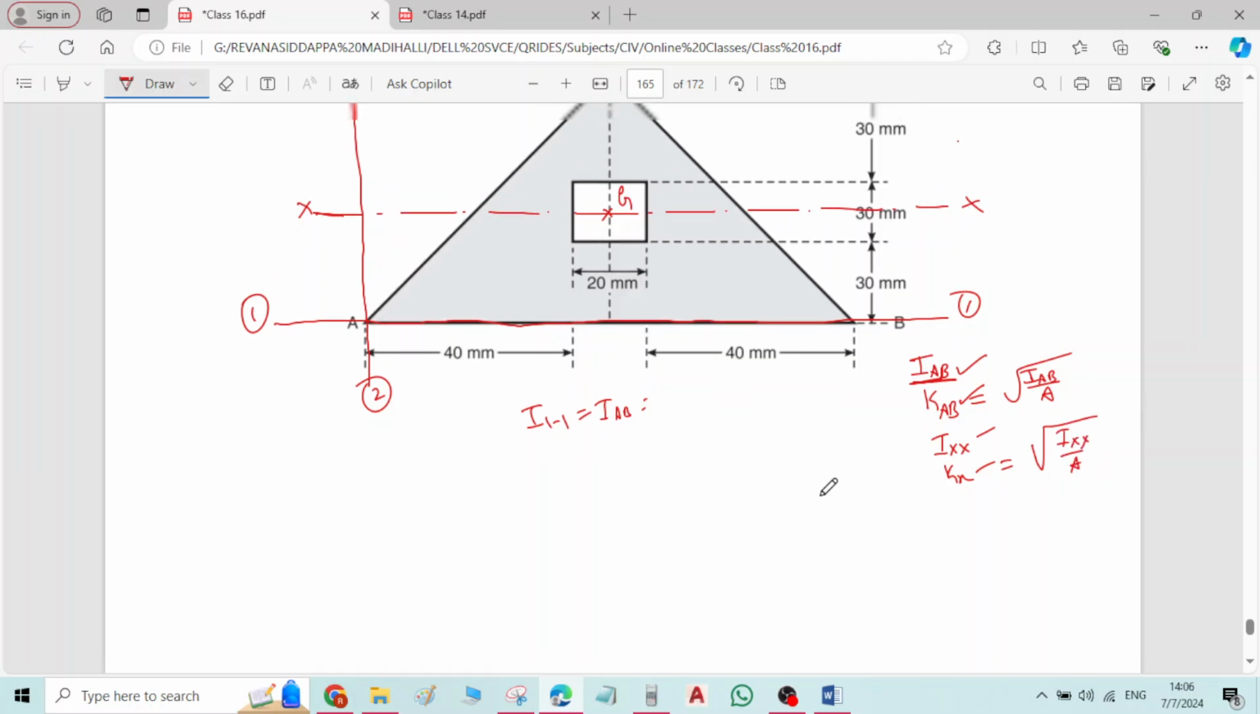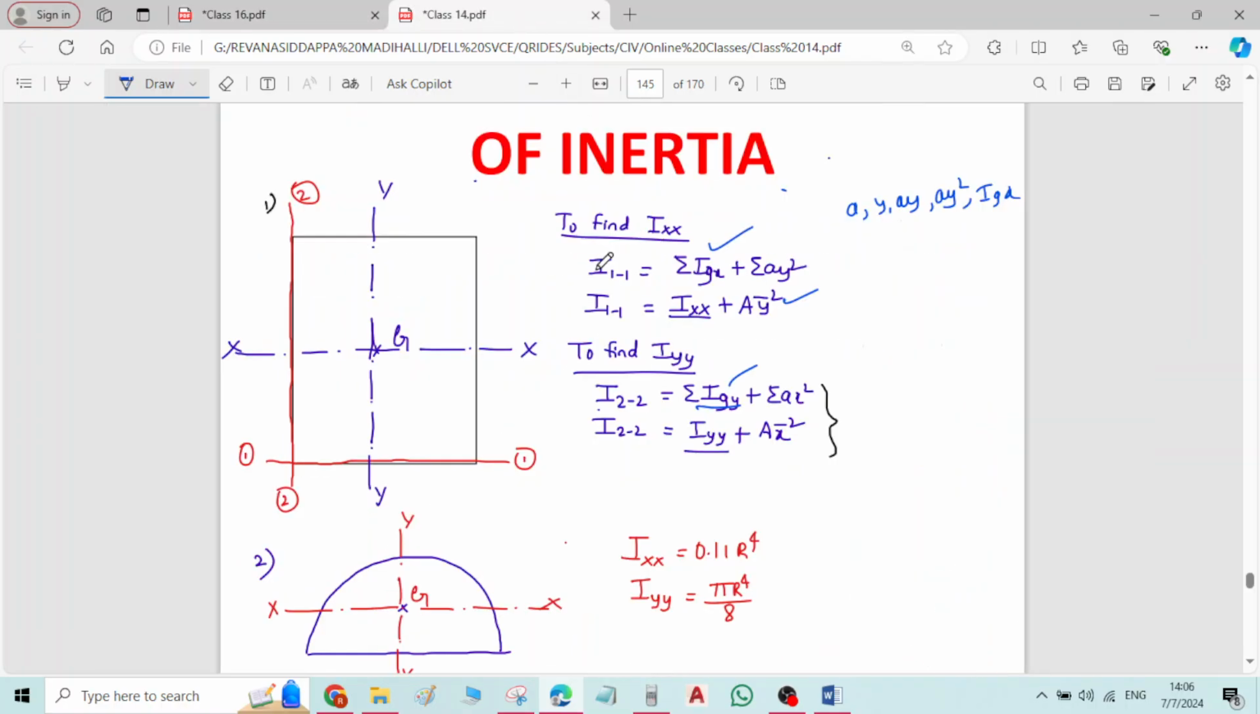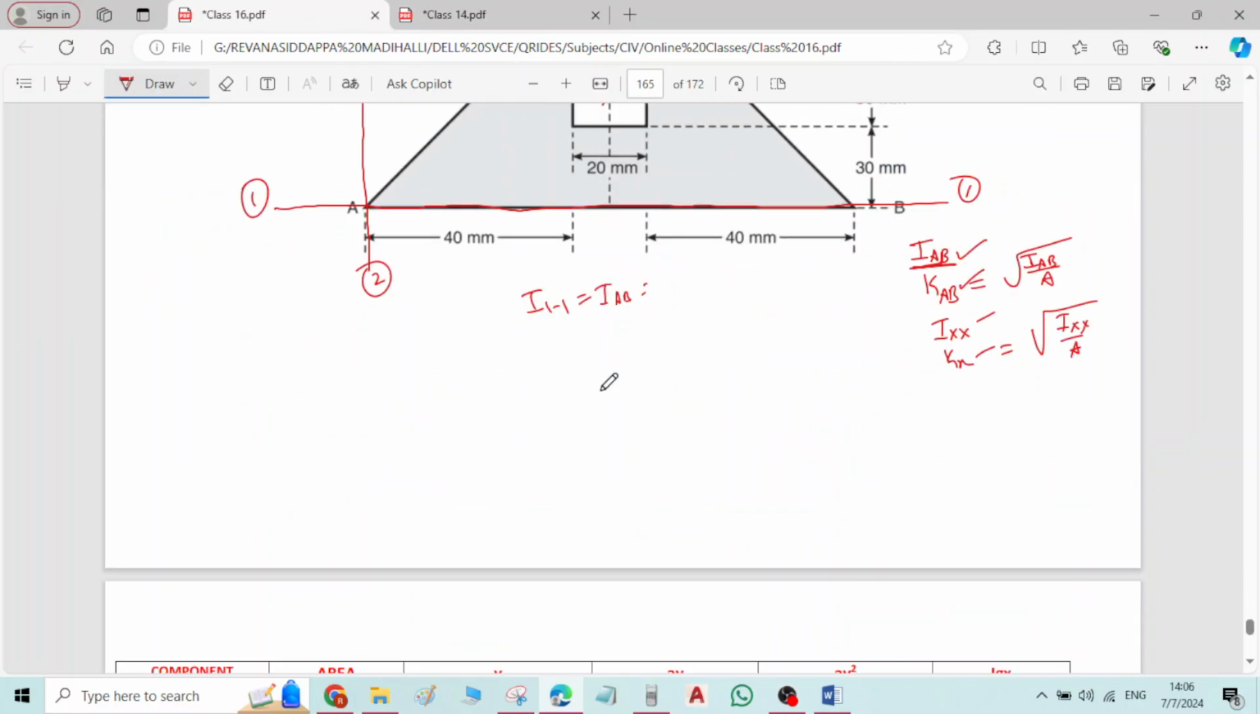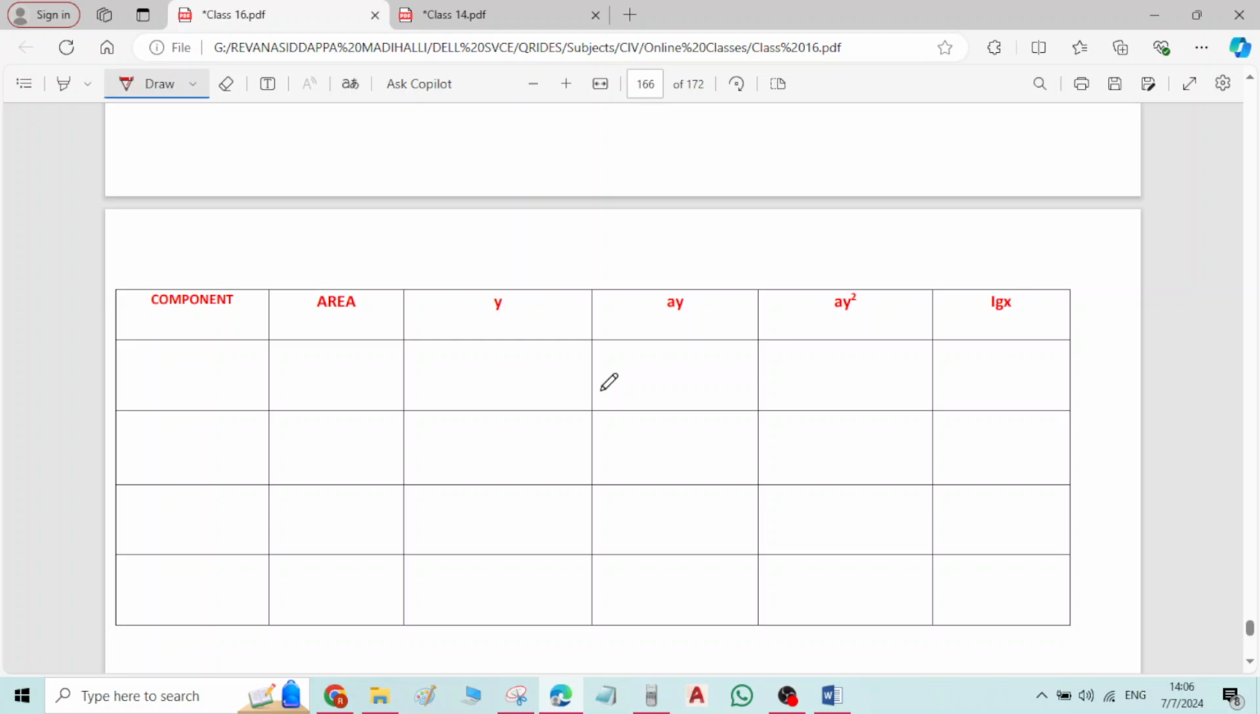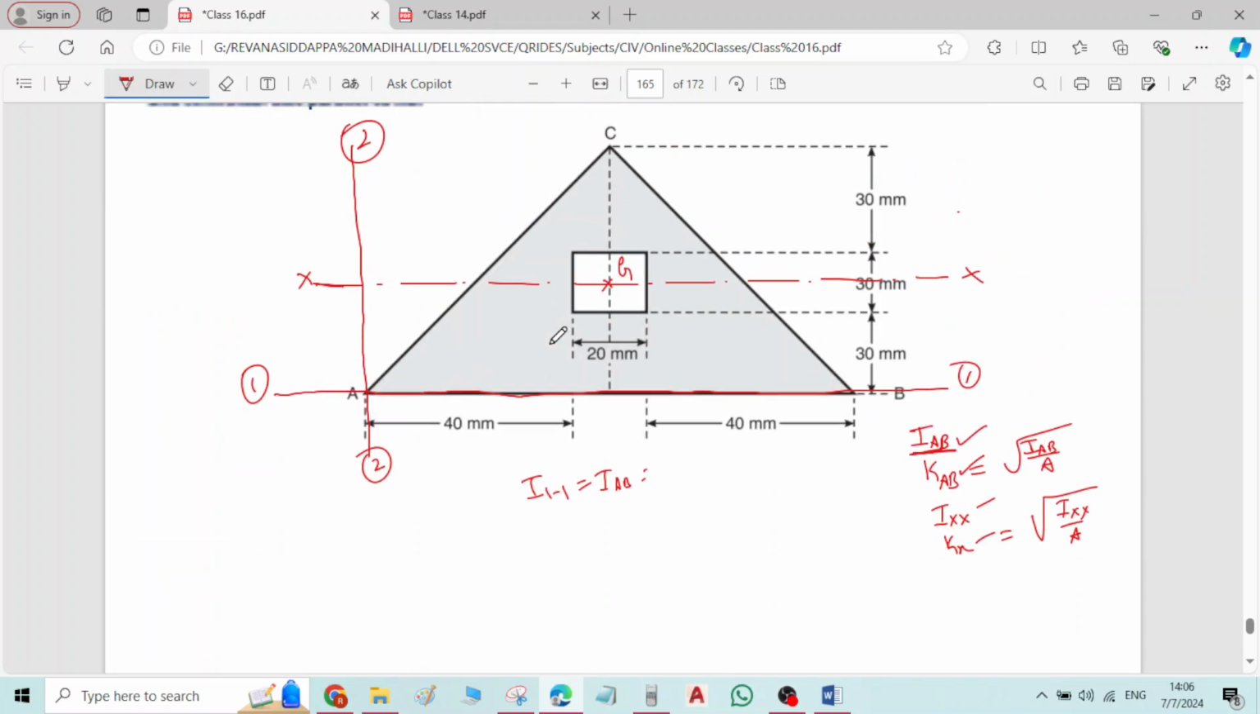Now, initially we will find I11. To find I11, we need to calculate all these parameters: area, Y, AY square, and IGX. Here I have written the table which includes all the required parameters. In this figure we have only two components: one is a triangle and the second component is a rectangle.